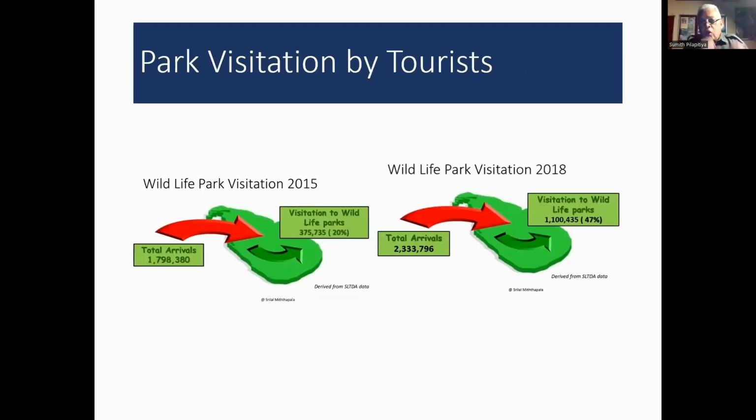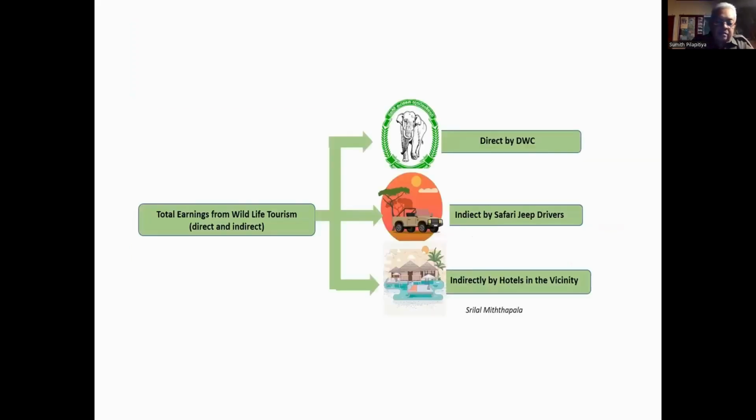Then let's look at the economic loss by tourism. In 2015, there were only about 20% of tourists coming to Sri Lanka who were visiting national parks. In 2018, it came up to almost 50%. 47% of visitors coming to this country were coming into national parks. So a colleague of mine, Mr. Srilal Miththapala from the tourism industry, did a study looking at total earnings from wildlife tourism in Minneriya area. The direct revenue by the wildlife department, indirect revenue by the safari jeep drivers' earnings, and indirect by hotels in the vicinity.